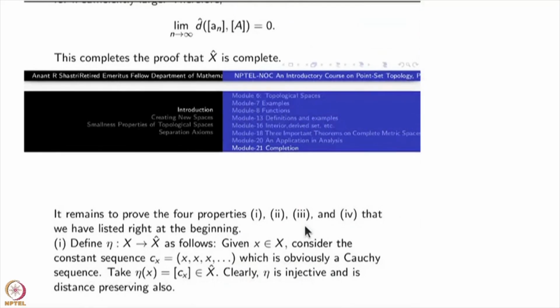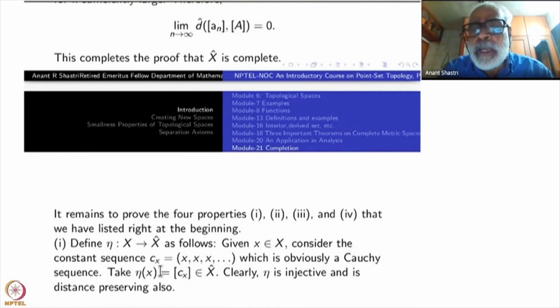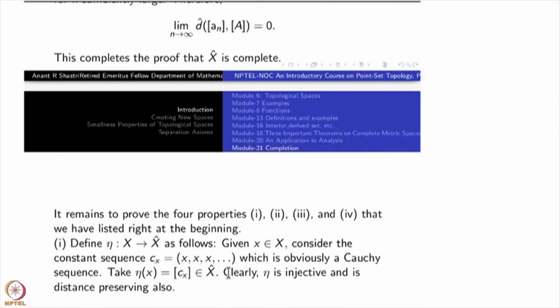The first thing is I have defined eta. Eta from X to X hat, that's what I have to define. Given any x belonging to X, consider the constant sequence x, x, x, x. The nth term is x. That sequence is obviously a Cauchy sequence. Take its class. That's an element of X hat. So this way I get the function: eta of x is the class of Cx. Obviously, eta is injective.